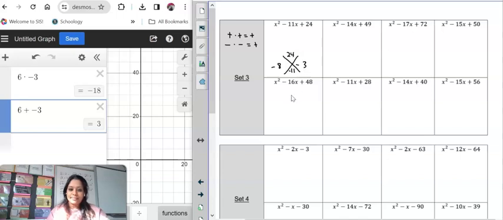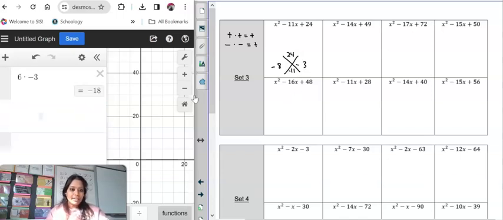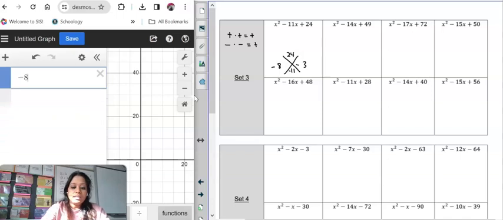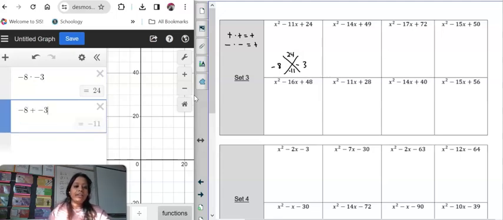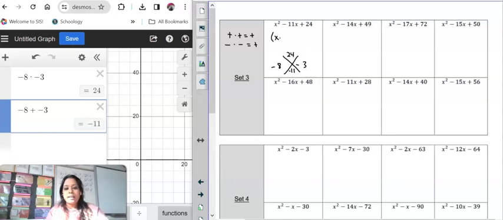Negative 8 and negative 3. Let me show you. So negative 8 times negative 3 is positive 24. At the same time, negative 8 plus negative 3 gives me negative 11. So that works. So my answer is going to be x minus 8 and then x minus 3. For this one, it's going to be negative 7 and negative 7, because negative times negative is a positive, 49. Negative 7 plus negative 7 is negative 14.